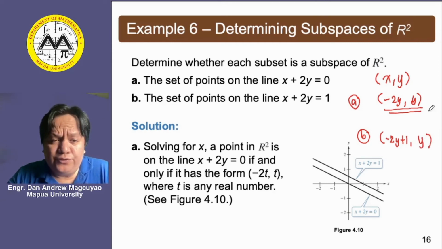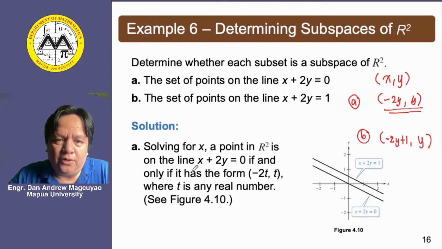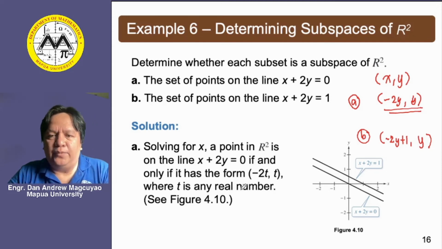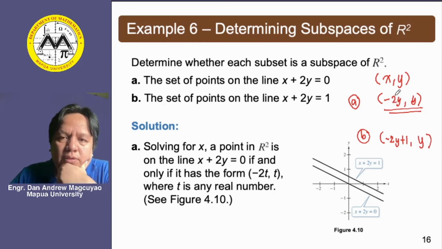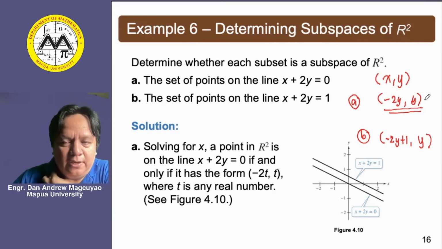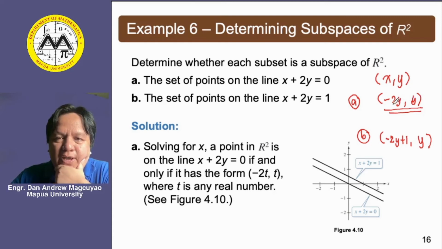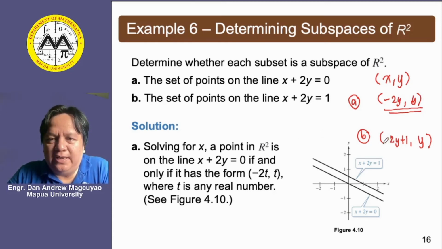For our solution to the first one, solving for x, a point in R squared is on the line x plus 2y equal to 0 and is of the form negative 2t, t, where t is any real number. Written in parametric form, we have negative 2t and then t. While for the second one, negative 2t plus 1 and then t.